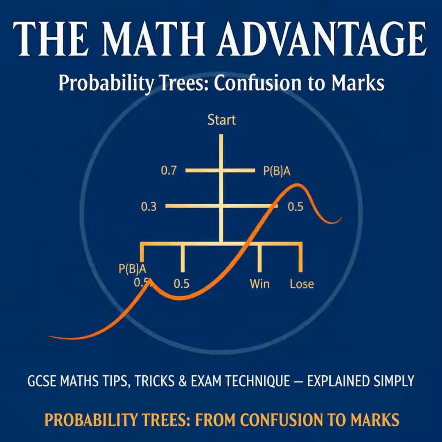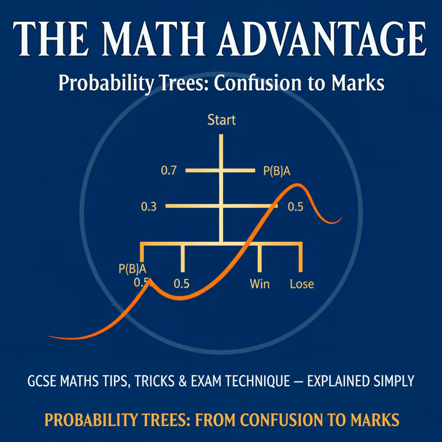Section 1. The concept. Let's build a probability tree from scratch, step by step. Imagine a simple 2-stage experiment. A packet contains red and blue counters, 60% red, 40% blue. You pick one counter, keep it, then pick again from the remaining counters. Or imagine instead that the second pick is with replacement. The difference is independence versus conditional probability.